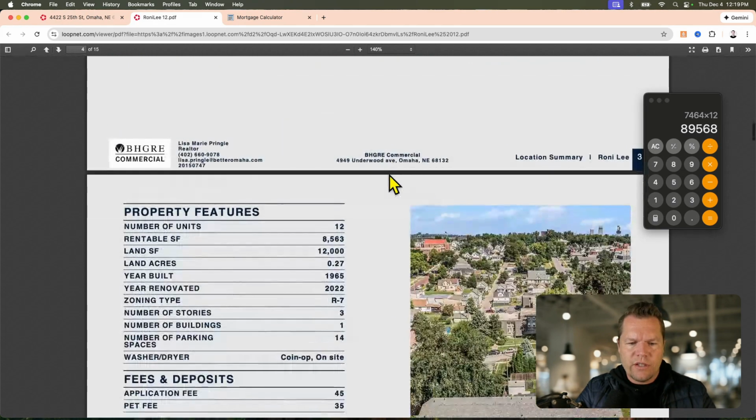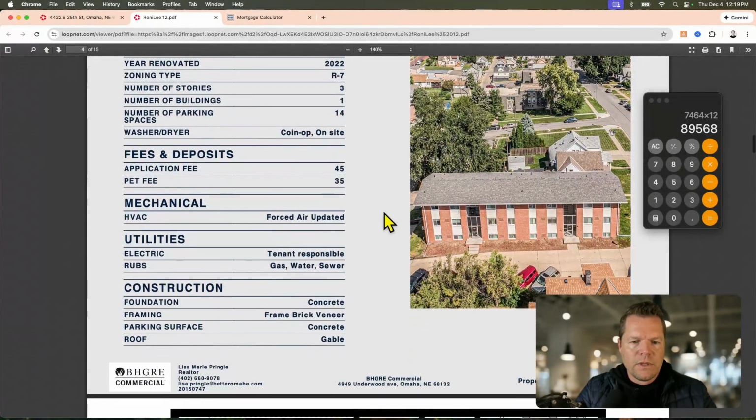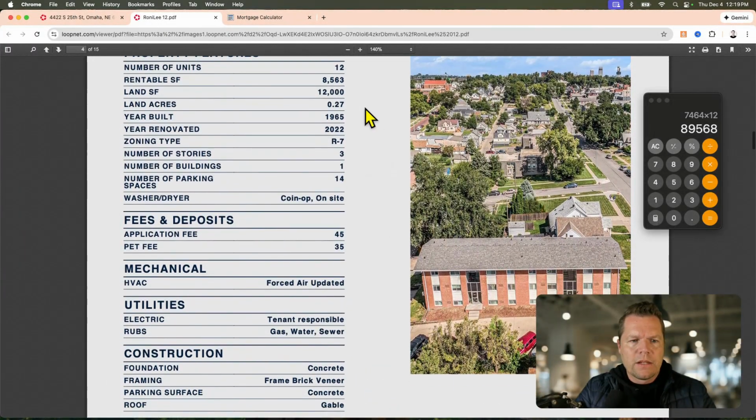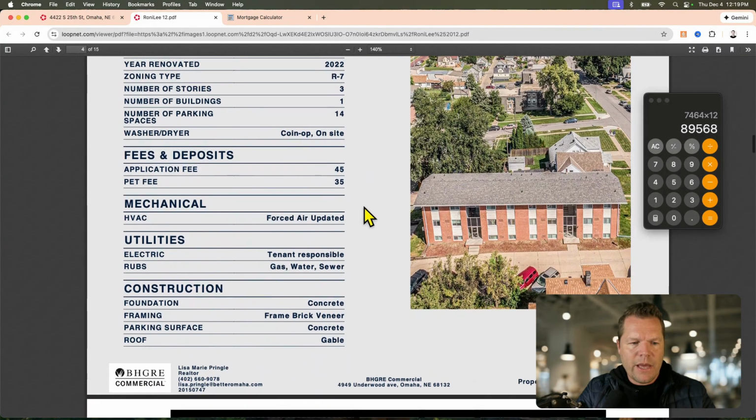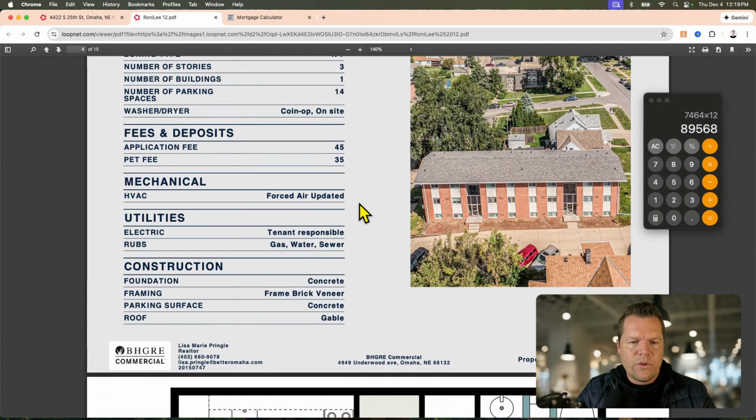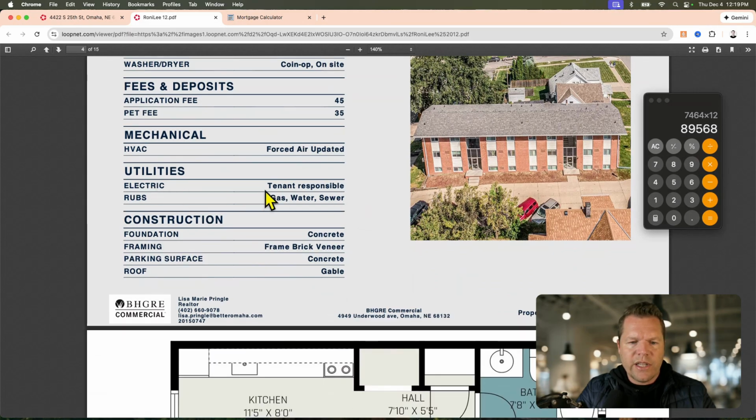All right, so let's get into some more of these numbers. Okay, so let's see what we got going on here. Application fee, pet fee. So they have pets. Forced air updated. Utilities, electric, tenants responsible, RUBS, gas, water, sewer. So they have a ratio utility billing system.